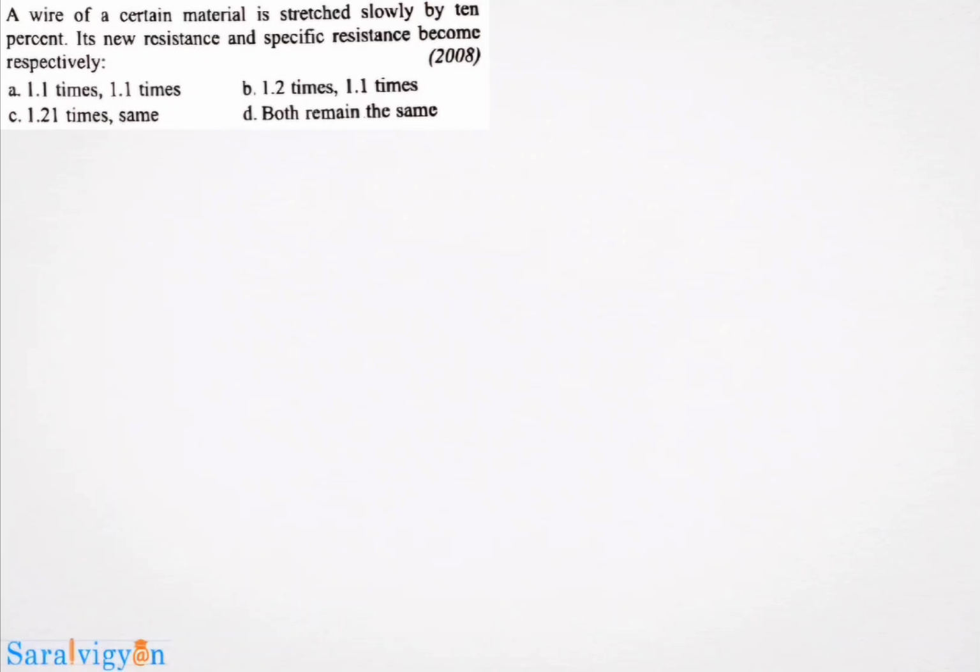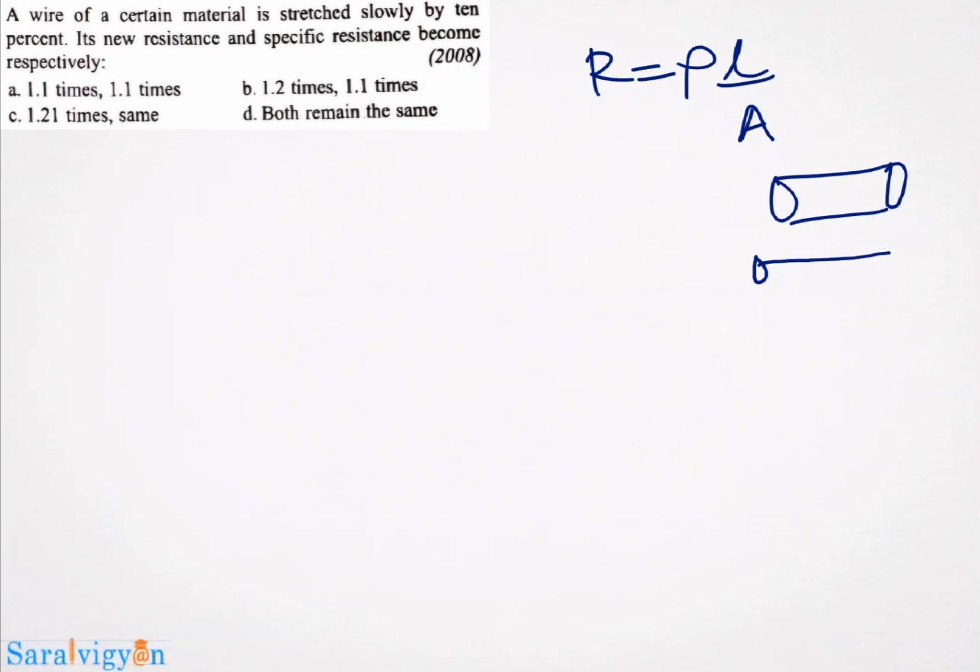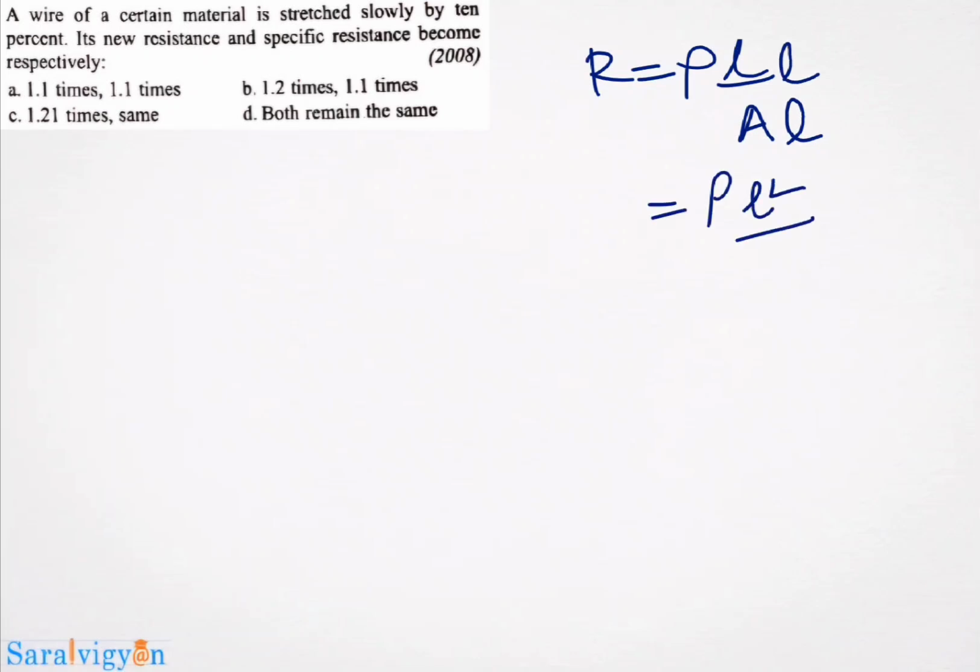So now to solve this, we need to know the formula R equal to rho L by A. Since we are stretching the wire, its area of cross section decreases, but the volume still remains the same. So we need this formula in terms of volume. To get volume from area, we just have to multiply by length, and now we get rho L square by area into length, which is volume.